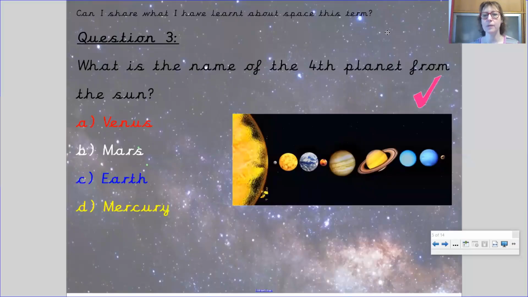Question 3. What is the name of the fourth planet from the Sun? And if you remember, we made up a mnemonic to help us remember the order of the planets. So what is the name of the fourth planet from the Sun? Is it A, Venus, B, Mars, C, Earth, or D, Mercury? Which one of those is the fourth planet from the Sun?